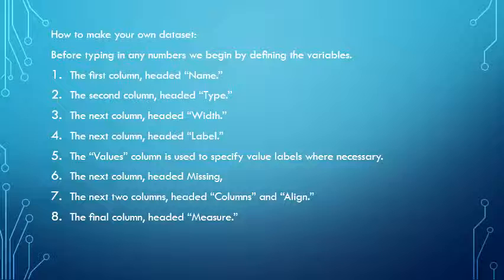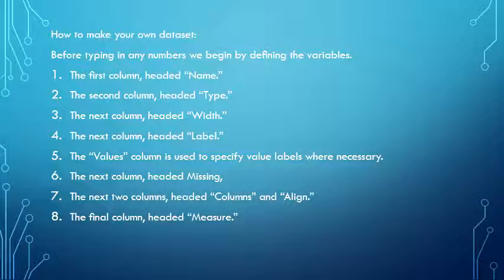Okay, after you know what a dataset is and are able to explore it, the last thing you need to do is practice what you have learned. To make your own dataset, before typing in any numbers, we begin by defining the variables. To begin with, we click on the Variable View tab. What we will do now is work our way across the columns to type in the information required. The first column, headed Name, is where you type in a name for each of the variables.